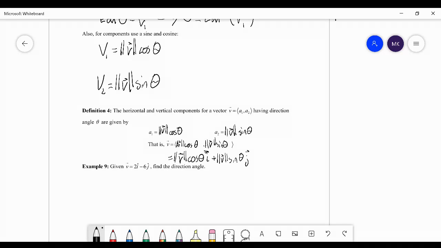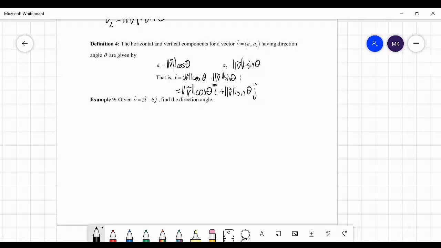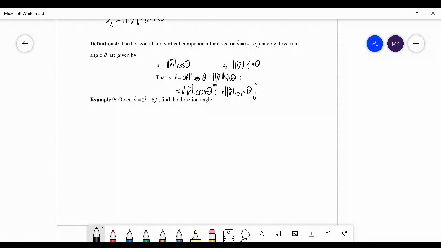Whew, whole lot of this stuff there. All right. Here's what we really care about, right? Here's what you really want to know, how we're going to have problems with this. I want to find the direction angle for this vector v given in standard unit vector form.